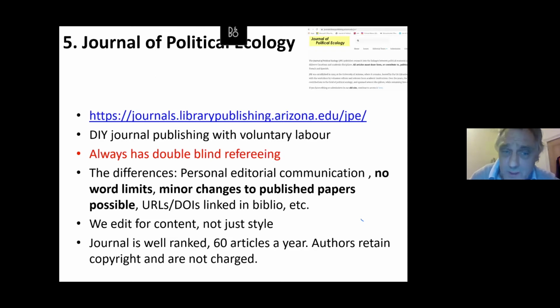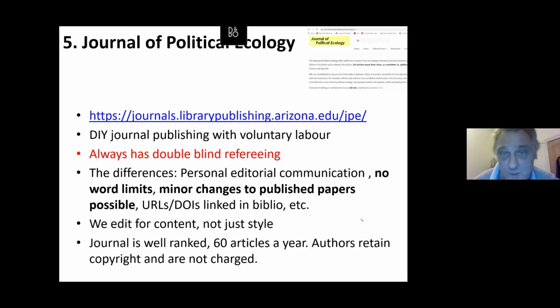We don't have any word limits. We allow minor changes if you make a terrible mistake in your published paper, we simply go in and change it. That can be quite difficult with a commercial paper because there are a lot of issues there. And we link in our bibliographies to other open access material. So I check every single line of every bibliography and add in a DOI link or a URL so that people can access material there.